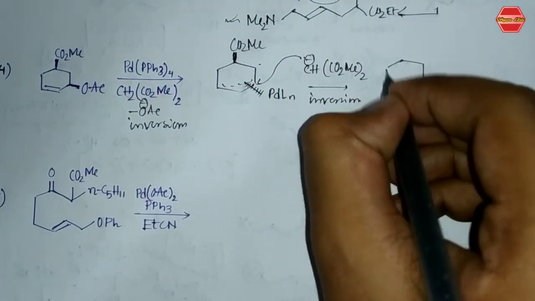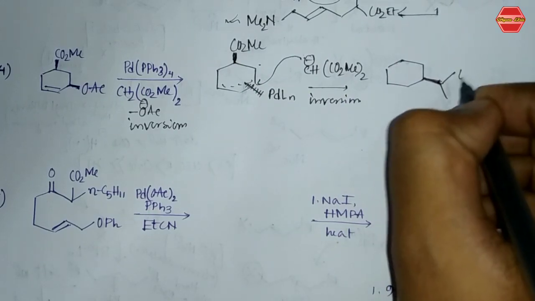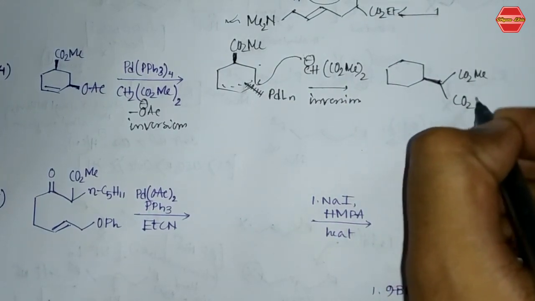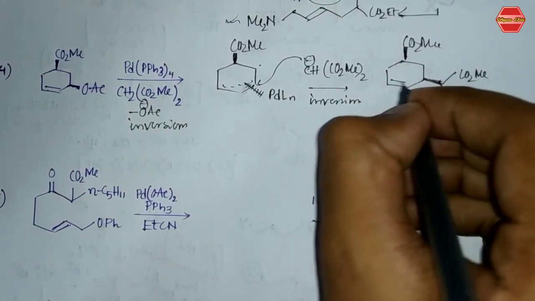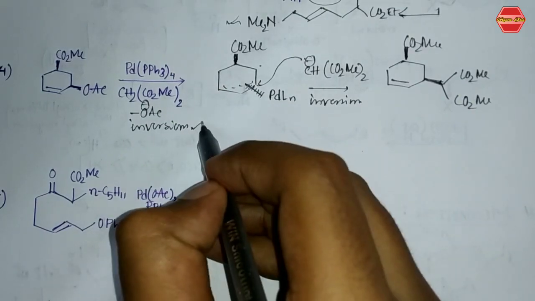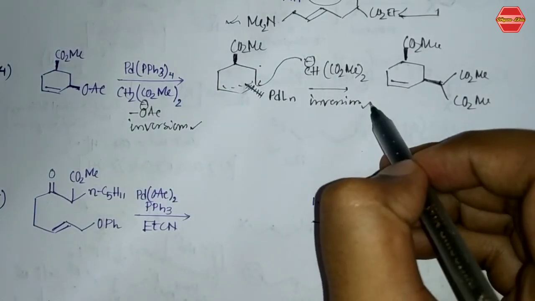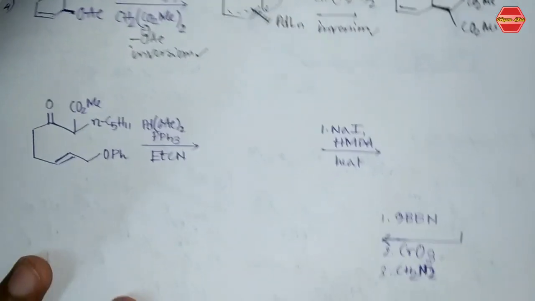So finally the product that we get is the retention of configuration, with CO2Me over here, and along with this CO2Me over here, and here is a double bond. So this is all about the case of double inversion. So the first step is inversion, this is another inversion, and finally you are going to get the retention of configuration of the product. Now let's see this example.